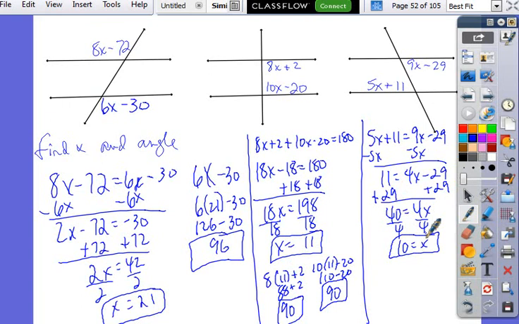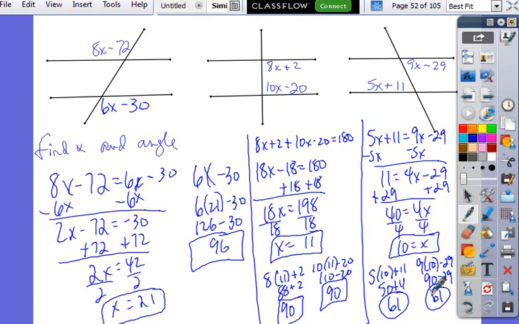All right. It says find the angle. You can plug it into one or both. If it's me, I'm going to plug it into both just to make sure I did it right. Well, 5 times 10 plus 11 is 50 plus 11, so that's 61. And then 9 times 10 minus 29, 90 minus 29, which is 61. If I see those two numbers matching, then I'm pretty sure I got it right.